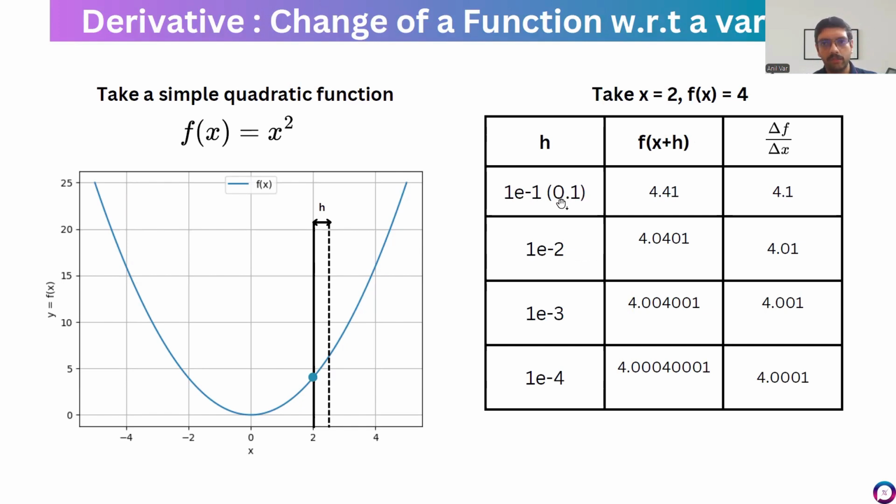So 1e minus 1 is 0.1, 1e minus 2 is 0.01, and so on. As I keep making this h smaller and smaller, I keep making this calculation finer, more precise. You see that delta f by delta x, which means the change in f, slowly starts becoming closer and closer to 4. So you start seeing that this value is converging to 4. And we are going to come to that, but if you remember your basic derivatives, the derivative of x square is 2x, and 2 times 2 is 4. So it is converging to 4.